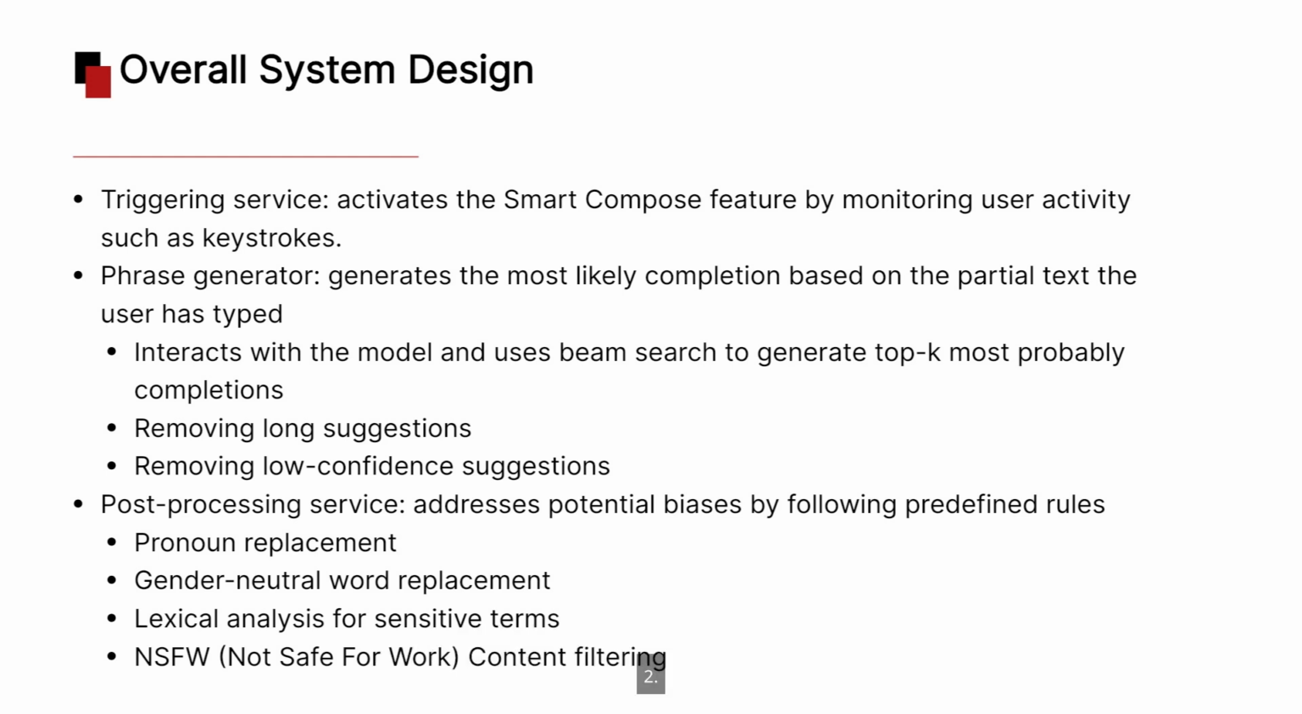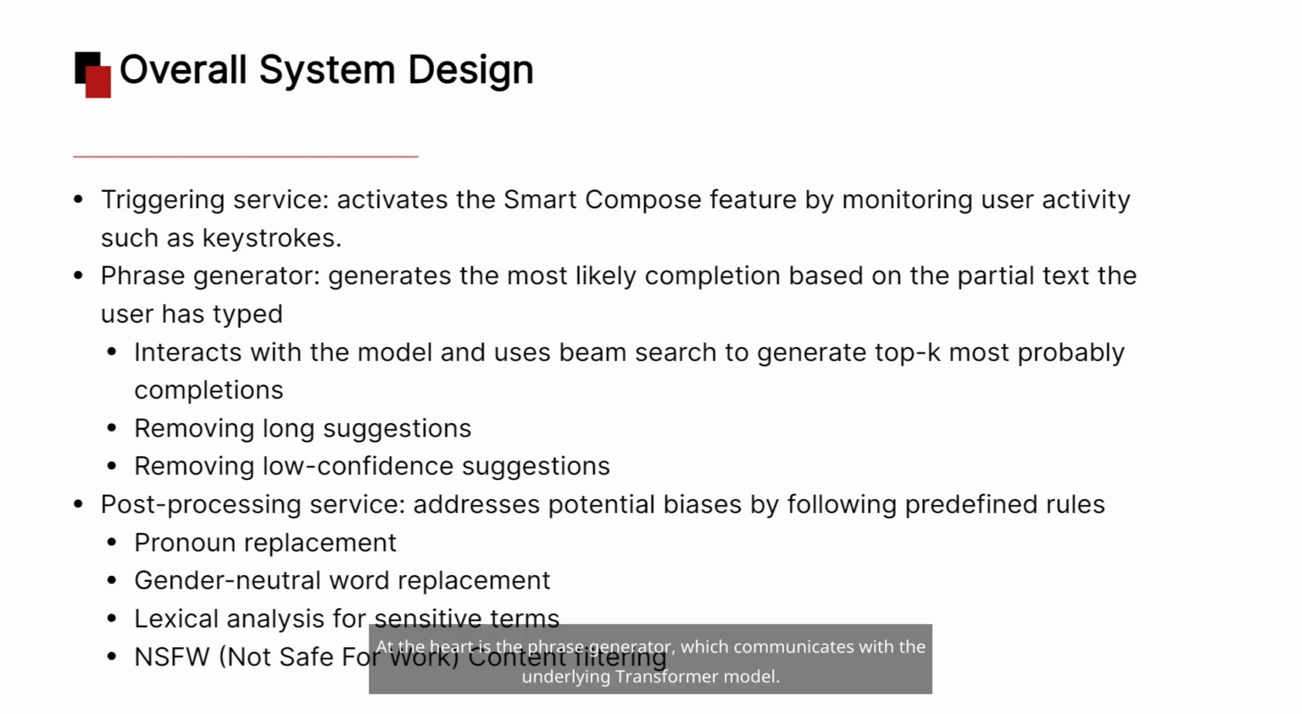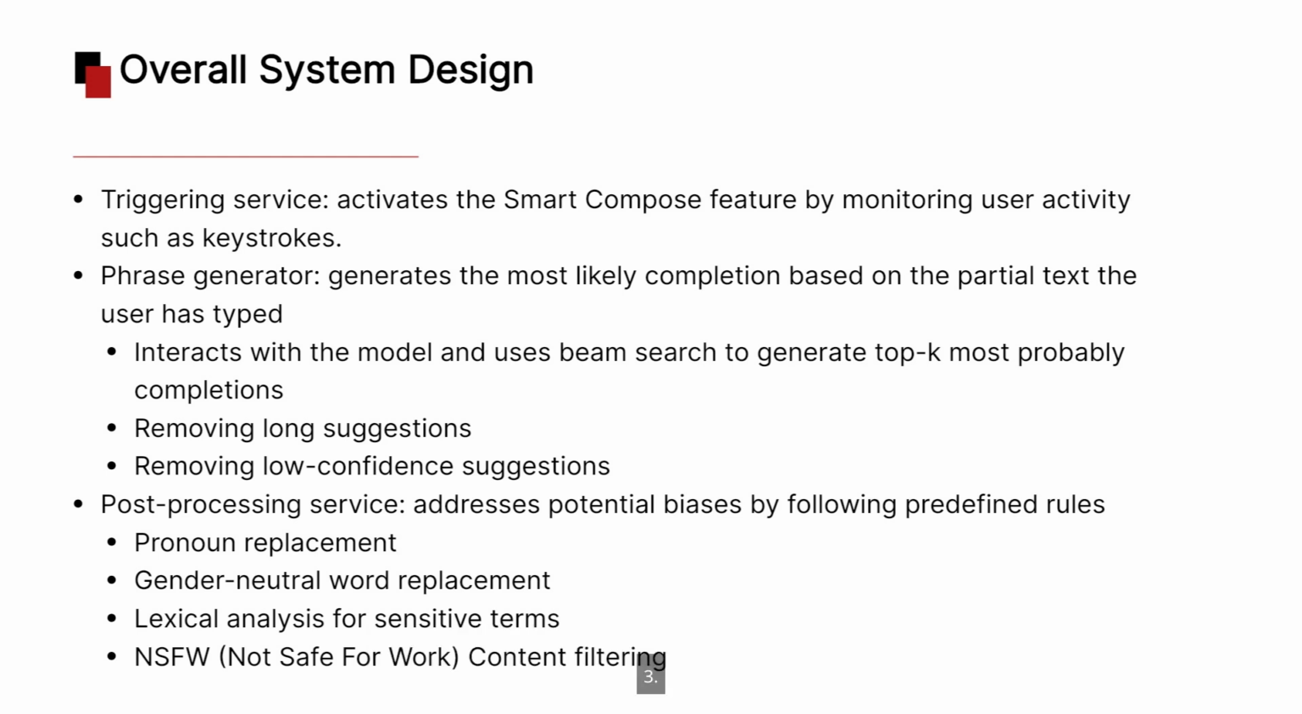Second, phrase generator. At the heart is the phrase generator, which communicates with the underlying transformer model. It uses beam search to explore multiple candidate completions simultaneously, ranking them by their likelihood. To maintain user experience quality, it removes overly long suggestions and filters out completions with low confidence scores, delivering concise, relevant, and reliable text predictions.